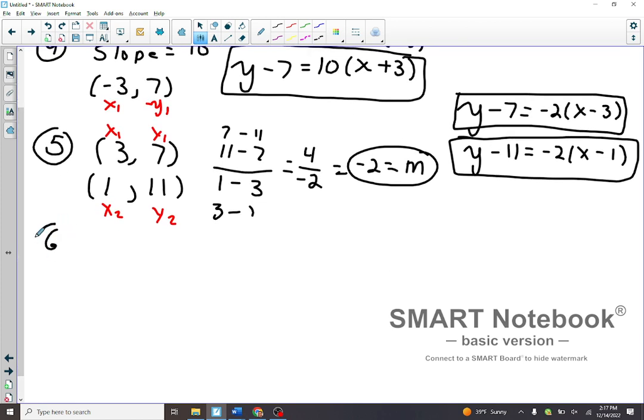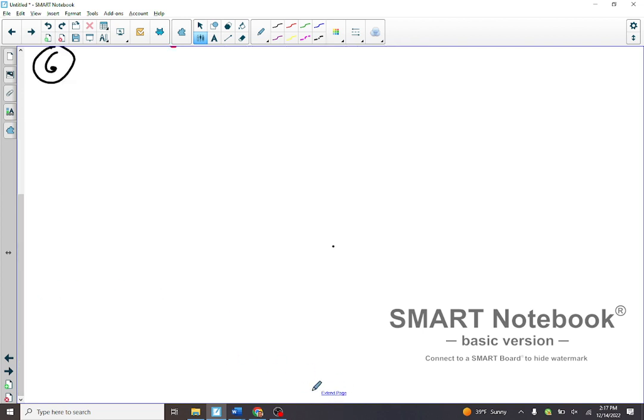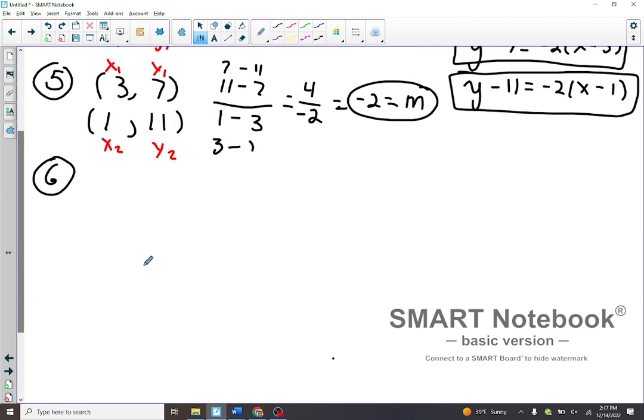All right, number 6 is the hardest one, so please pay attention to this for sure. For number 6, I'm going to ask you to graph a point-slope form. So let's do y minus 1 equals 3x plus 1.